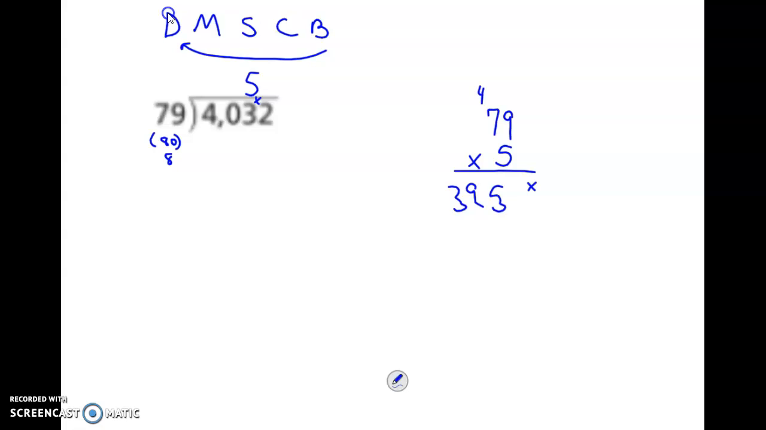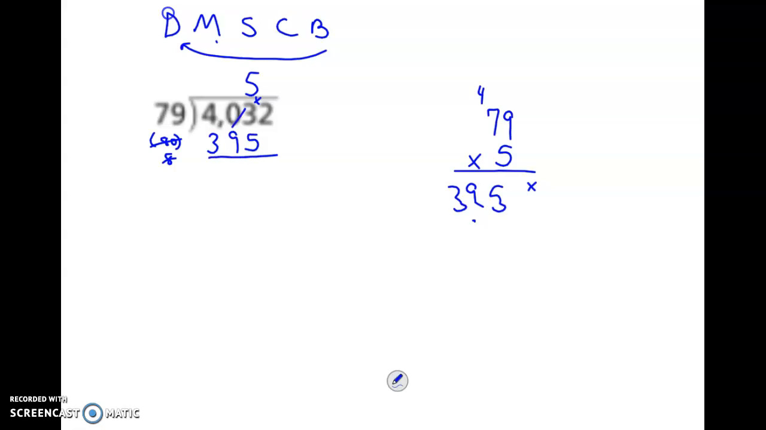That's my divide step. Next up, multiply. Now, this is where kids get messed up if they have estimated. We're not going to use that 80 or that 8 for multiplying. We're going to use the 79. So I'm going to go back over here to my side where it said 395, and I really just copy that down. Next step is to subtract.